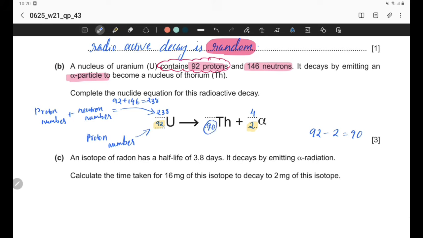So we can see the total at the RHS is 90 plus 2, 92, and LHS is also 92. So this equation balances. Likewise, we can look at the mass number. At the LHS it's 238. So RHS also the sum should be 238. So in order to balance, the thorium should have a mass number that should be 238 minus 4. So we will get 234. Now you can check the total mass number at RHS is 234 plus 4, that is 238, and LHS is also 238. So now the mass number and atomic number balance.